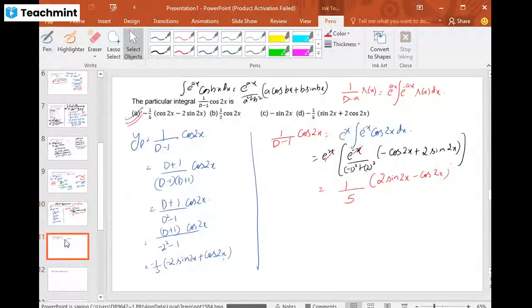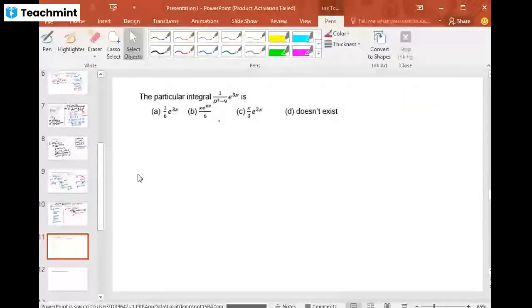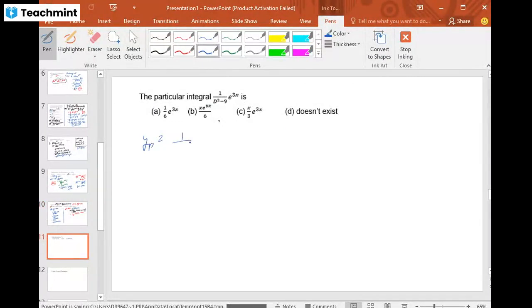Okay, let us move to the next problem. Now again, the question is, we need to find the particular integral 1 upon (D² − 9) e^(3x). So we have a property: 1 upon f(D) e^(ax) is 1 upon f(a) e^(ax), but the condition is f(a) should not be equal to 0. And if I replace a here with 3, what is 3² minus 9? This is 9 minus 9, which is 0.